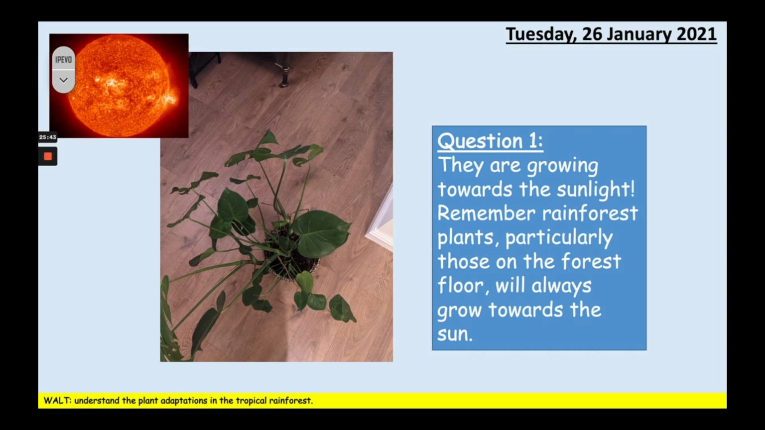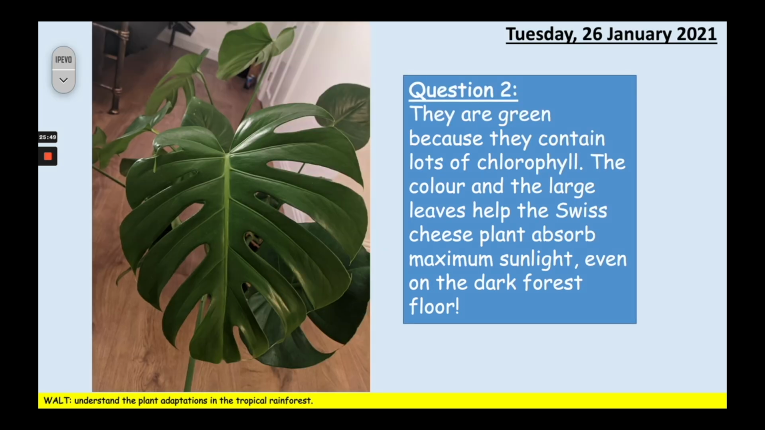So if you are thinking about where the window is, the sun, you can see all the branches growing towards the sun. Question number 2, why are they so broad and why are they so green? They are green because they contain lots of chlorophyll. The colour and the large leaves help the Swiss cheese plant absorb maximum sunlight even on the dark forest floor.